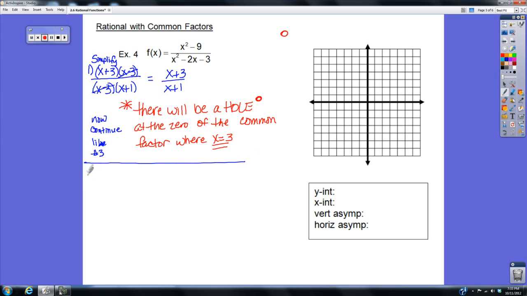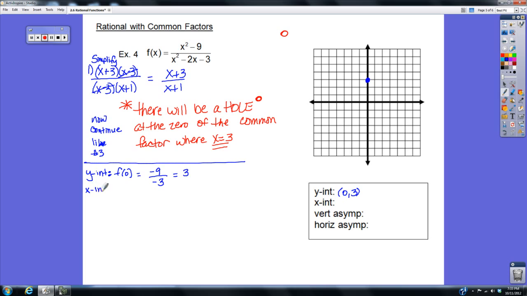The next thing we're going to do is find the y-intercept. To find the y-intercept, we are going to find f of 0, which means we're going to plug 0 in for all of the x's. So go plug a 0 in here. 0 squared minus 9 is negative 9. 0 squared minus 2 times 0 minus 3 is negative 3, which gives 3. So your y-intercept is the point (0, 3). Put that on your graph: (0, 3).